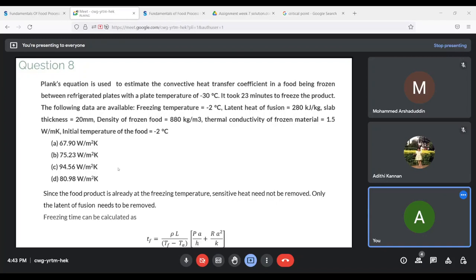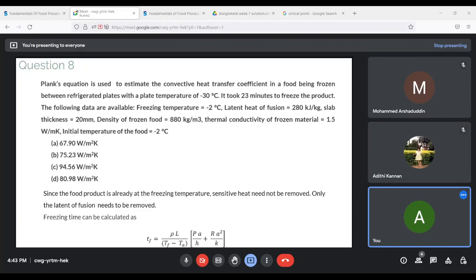This is exactly the same formula as we used in the previous questions. So t_F is equal to rho L divided by (T_F minus T_A) into (P a by h plus R a squared by k). In this case, like the previous question, you do not have the moisture content here. So we assume that whatever latent heat of fusion is given is the latent heat of fusion of the water molecules in the food product.